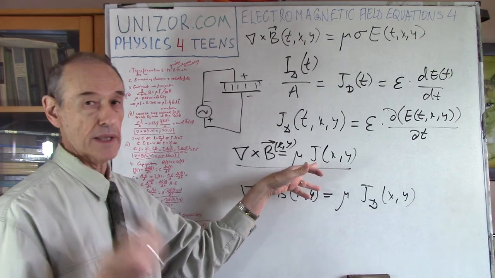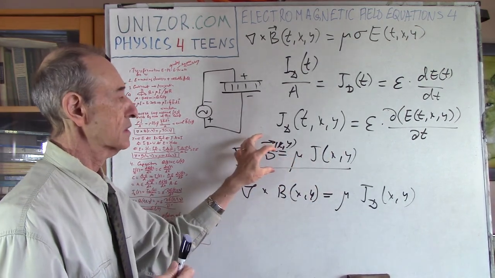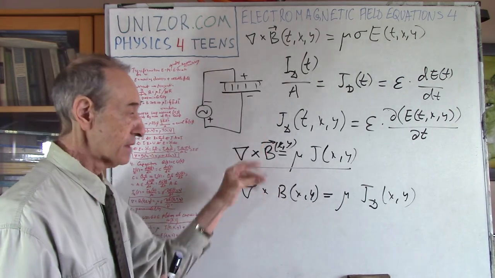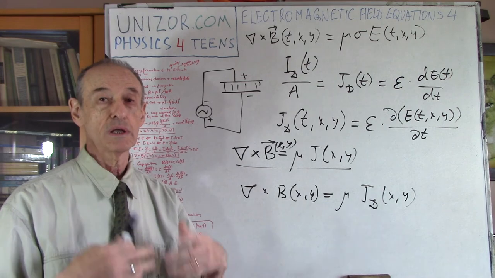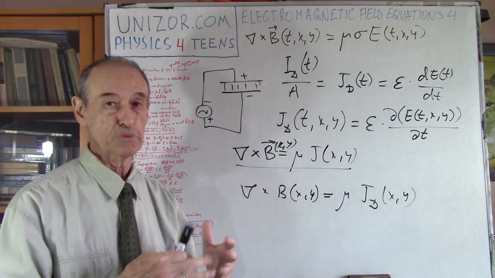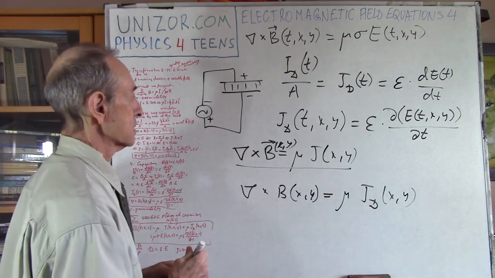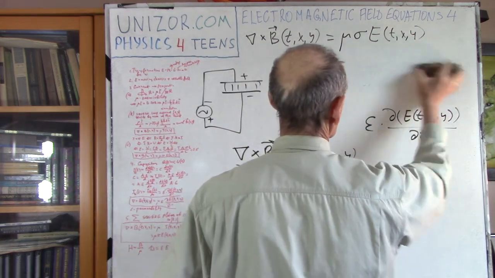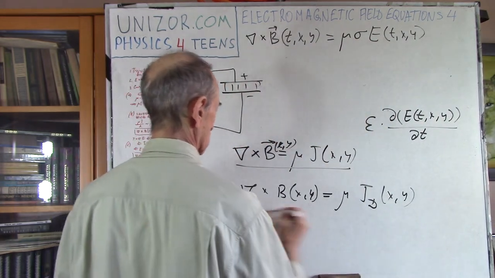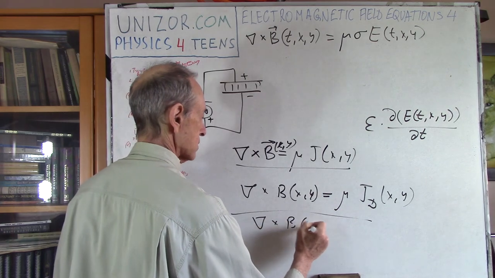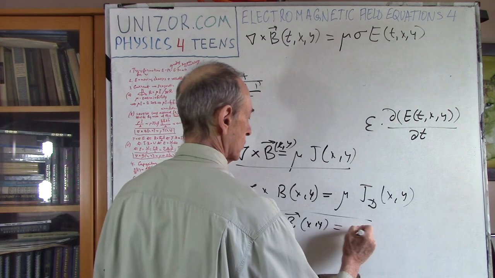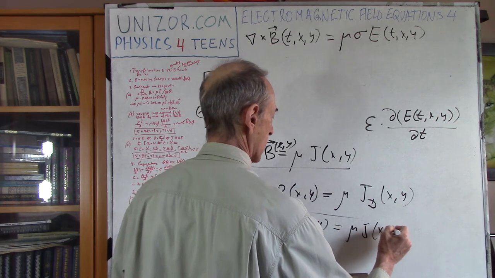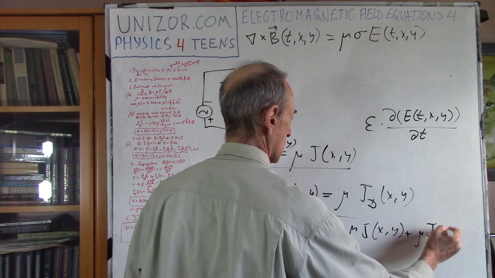The direct electric current generates this part of the magnetic field. Changing electric field generates another piece, and the sum of them is supposed to be the real generated field, because we have a superposition of different kinds of fields. So the real equation would be a sum of these two. Nabla times B of (x, y) is equal to mu J of (x, y) plus mu J_d of (x, y).